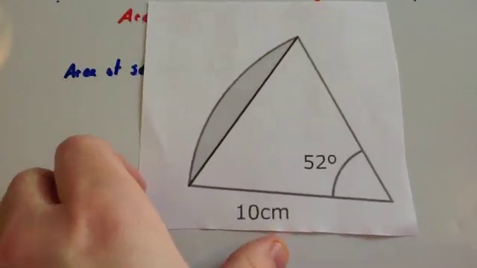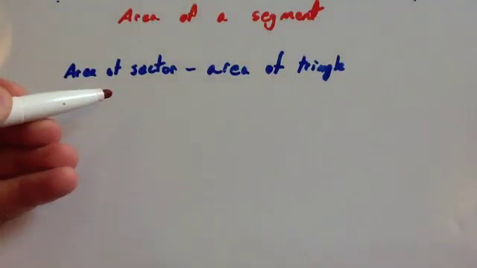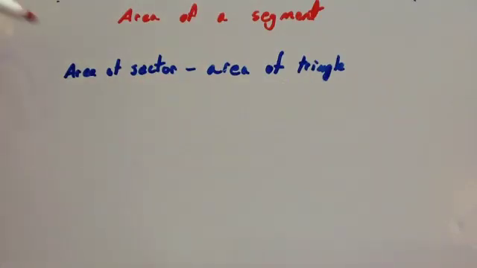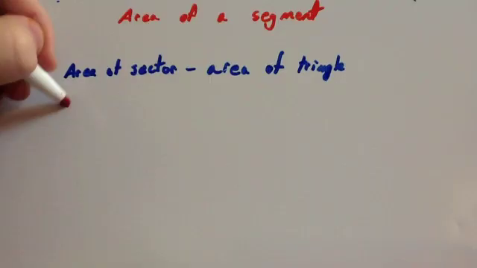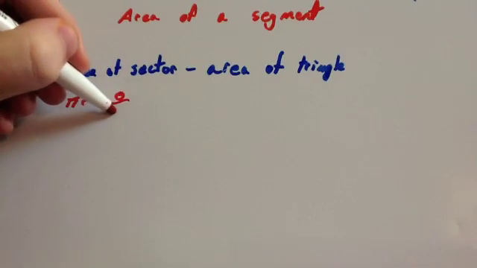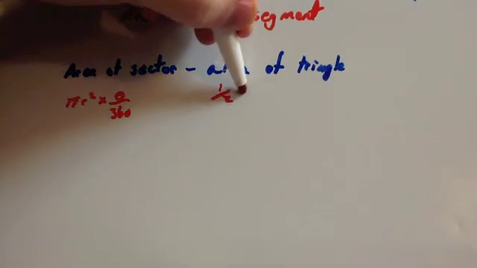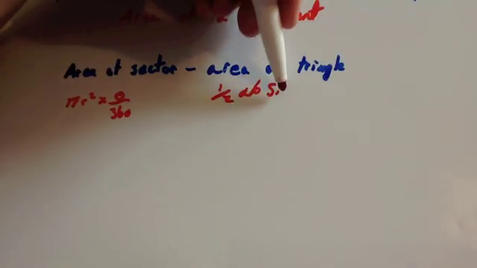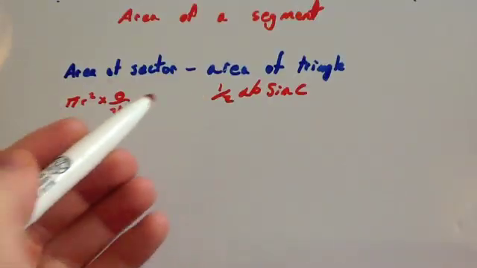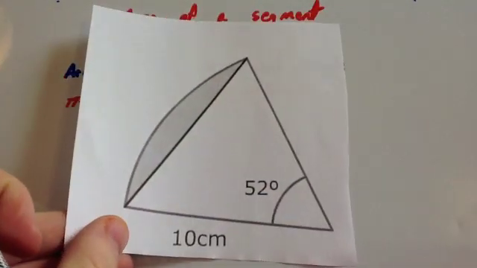So we're going to need to be able to do two things, and if you haven't watched the videos on them, watch them now. They're called area of a sector and area of a triangle, using the sine, or using trigonometry. The area of a sector is given by pi r squared times beta divided by 360, and the area of a triangle is a half ab sine C. So we're going to work out these two things and subtract them, and then we'll be left with the area of the segment.